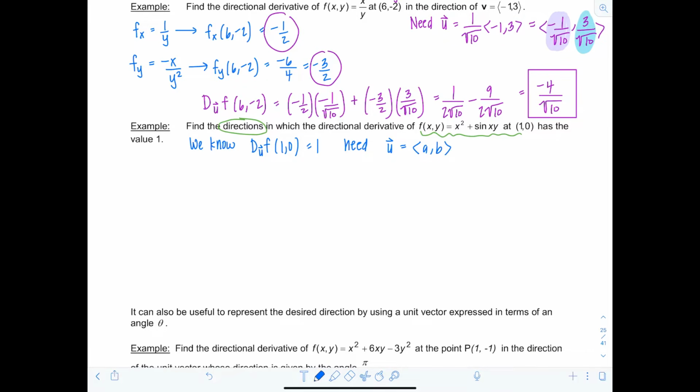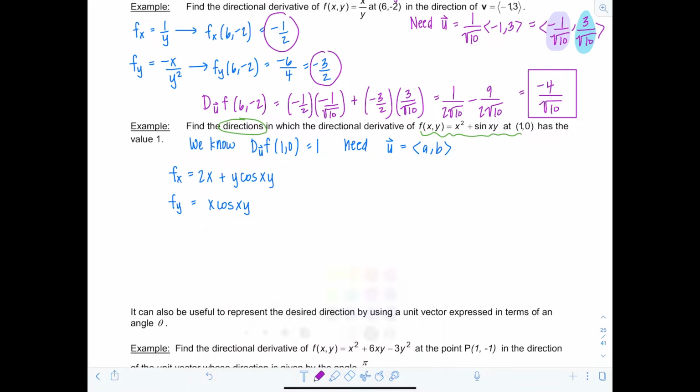That's what we're after. All right, well, I'm going to start by finding the partial derivatives and then solving for my unknowns from there. So partial derivative with respect to x, derivative of x squared is going to be 2x. And then when I take the derivative of sine xy, remember we have to use the chain rule, so I'm going to multiply by y. So I have plus y cosine xy. And then partial derivative with respect to y is going to be, derivative of x squared will give me 0, and then I have x cosine xy.